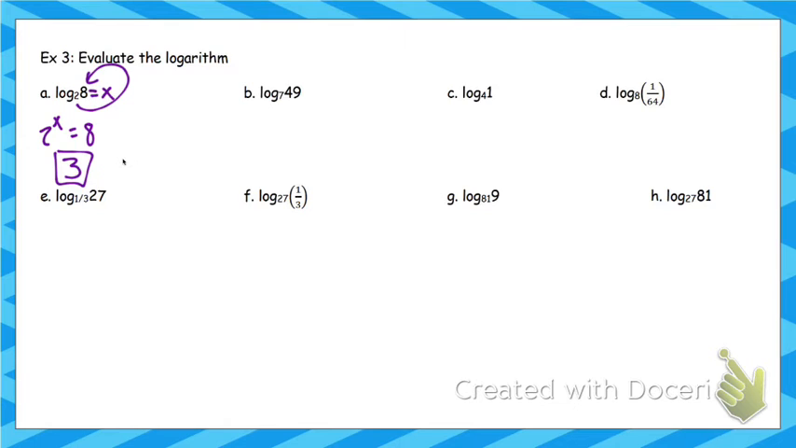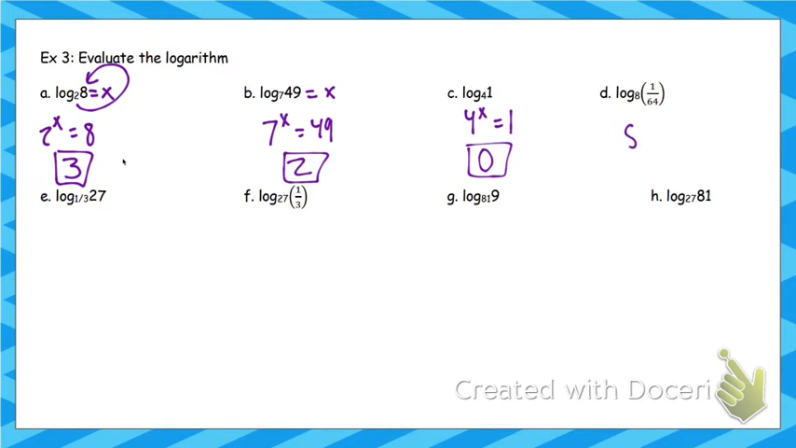All right, let's look at b. Again, pretend it's equal to x, write it in exponential form. 7 to the x equals 49. What's my exponent? Well, 7 squared is 49. All right, log base 4 of 1. 4 to the something is equal to 1. Well, anything to the 0 power is equal to 1.